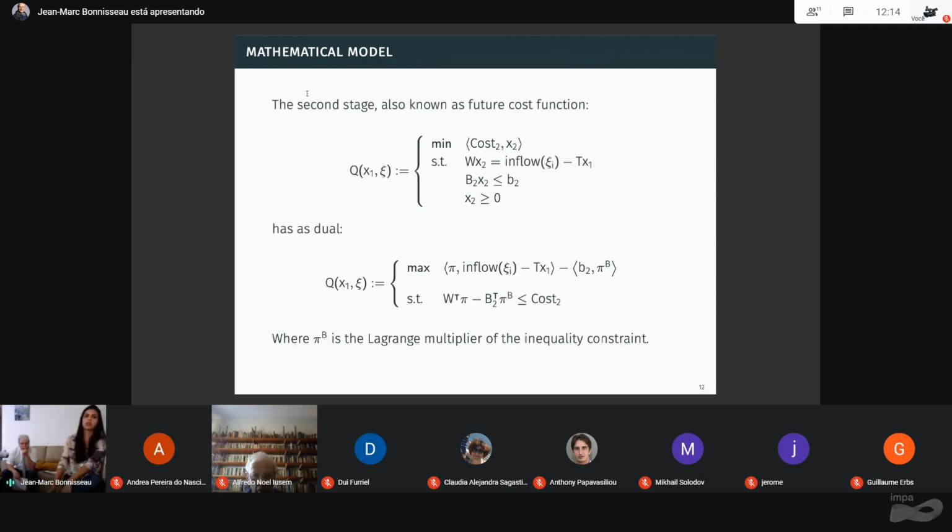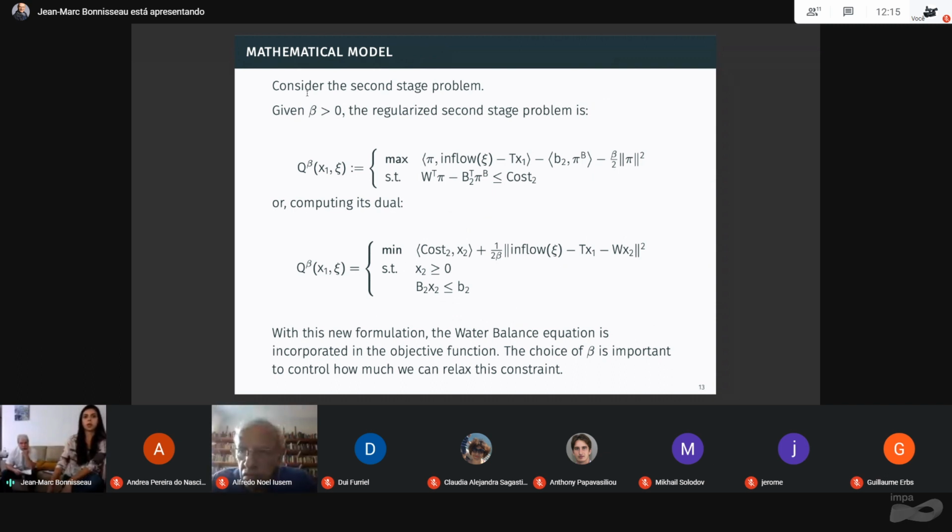The second stage is also known as the future cost function. The future cost function is an optimization problem and has a dual. When we compute the dual, we find the Lagrange multipliers. Pi here is the Lagrange multiplier for the water balance equation, and pi_B the Lagrange multiplier for the other equations.